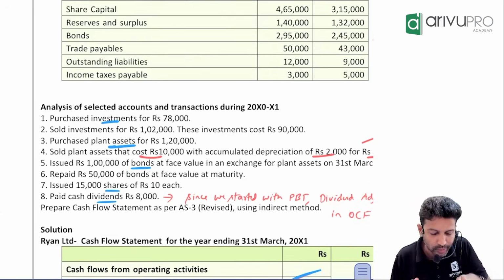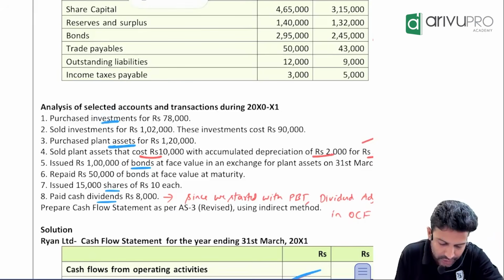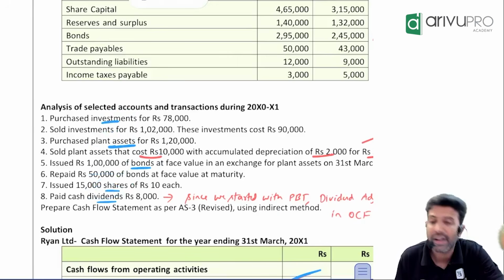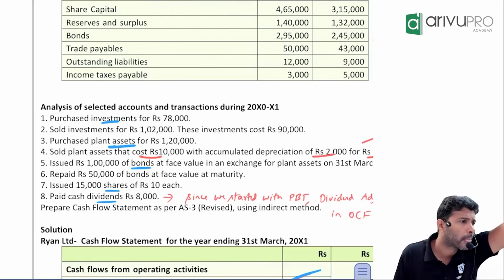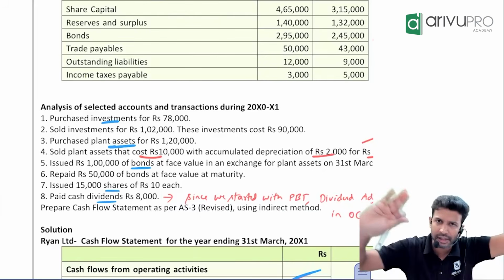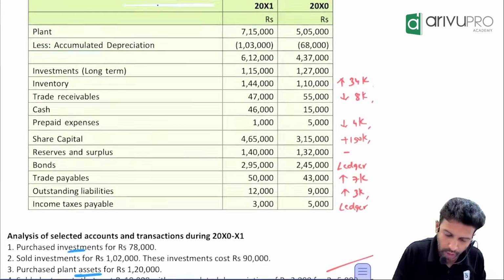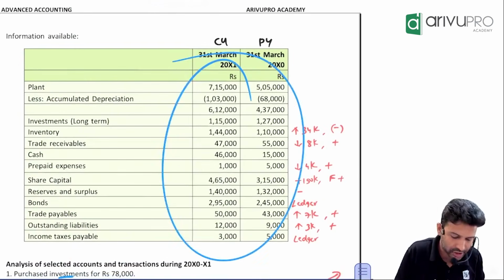So what are the things we need to prepare ledgers for here? Investment, plant, bond, maybe shares, maybe dividend, maybe five ledgers. Rest everything is straightforward. With this in mind, if I read the balance sheet, I'll have better clarity. Okay, go back to the balance sheet. This is the balance sheet information basically.